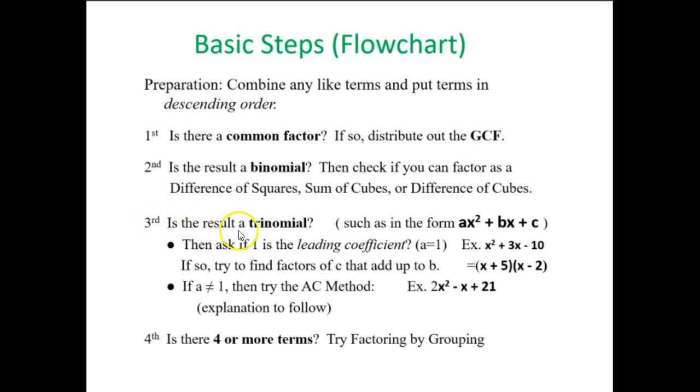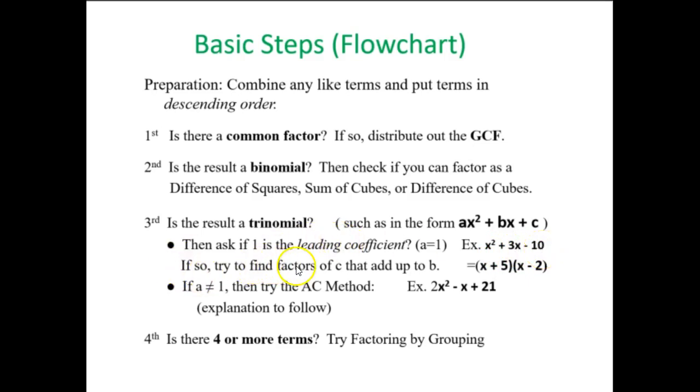Then thirdly, if the result is a trinomial in the form ax squared plus bx plus c, where A could be 1 or any number you want, B being any number, C being any number, then first ask, is 1 the leading coefficient? In other words, is A equal to 1? In other words, the polynomial starts with x squared. Here's an example, x squared plus 3x minus 10.